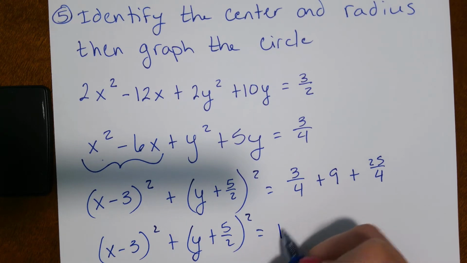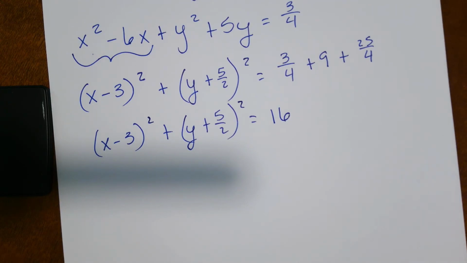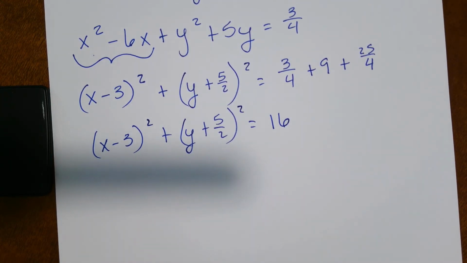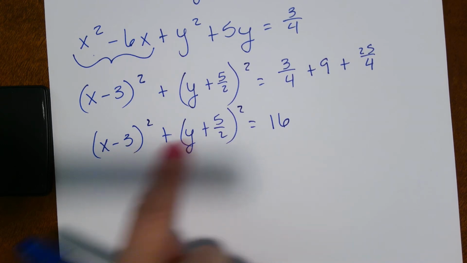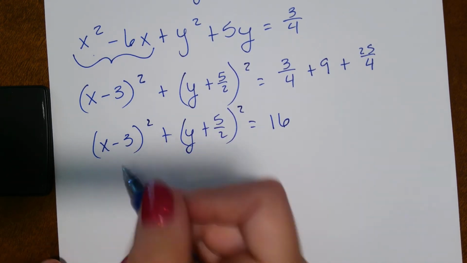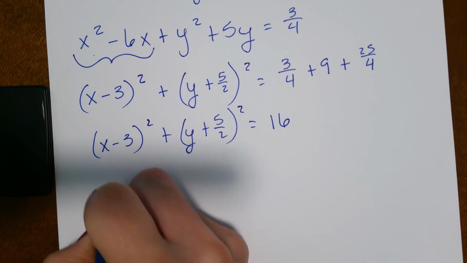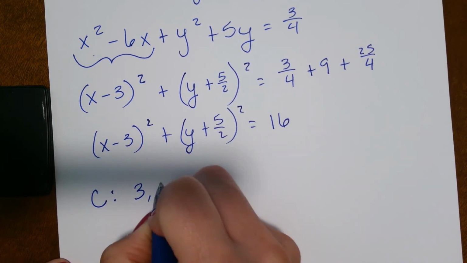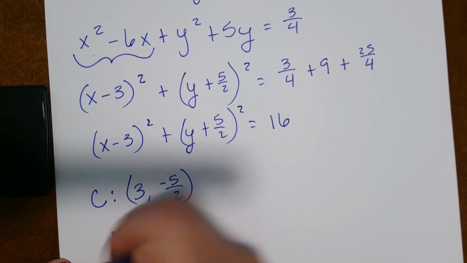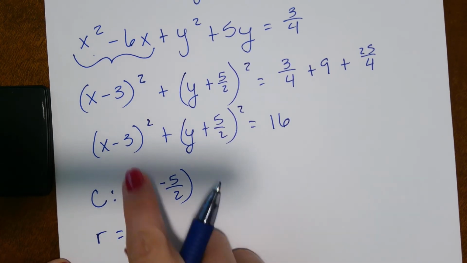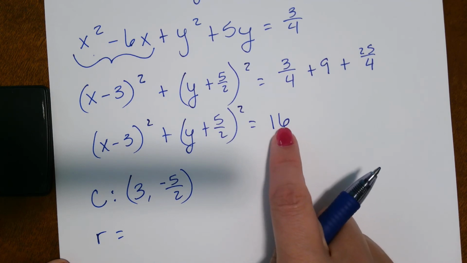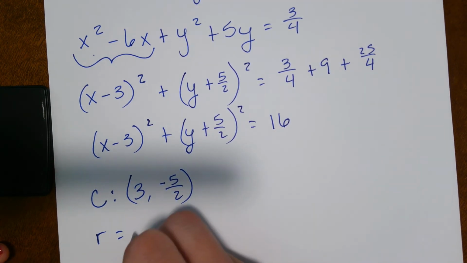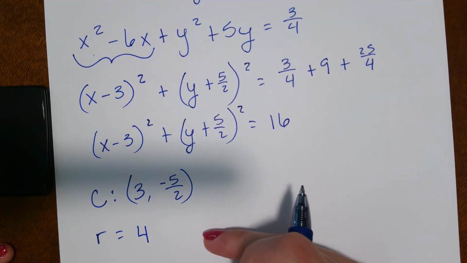I get 16. Alright, so this is the equation of the circle in standard form. What's nice about standard form is I can pull out my center. The center is h and k, so the opposite of these values. So if this is -3, my center is going to be +3, -5 over 2. And my radius is, this is my radius squared, right? So if it's 16, the square root of that gives me 4. So here's my center, here's my radius.